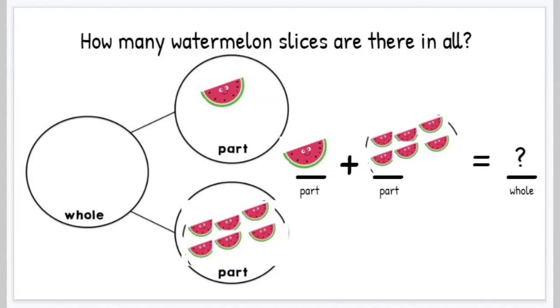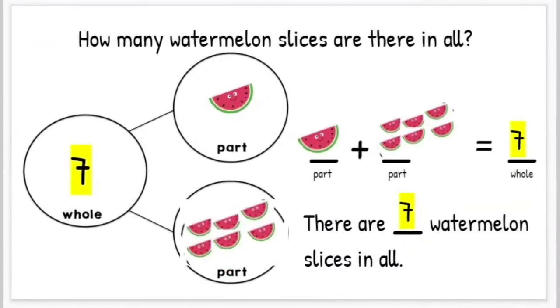Go ahead and pause and answer this. How many watermelon slices are there in all? Press play when you're ready. Did you get 7? 1 watermelon slice plus 6 more. That means there are 7 watermelon slices in all.